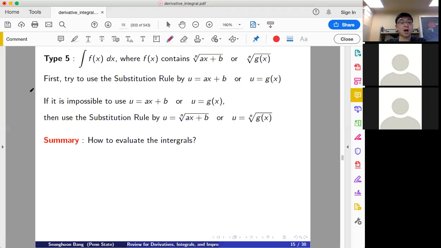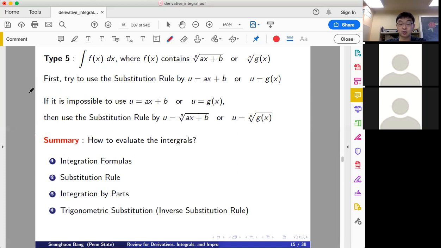Summary. So how to evaluate the integral? Integration formulas, substitution rule, integration by parts, trigonometric substitution, or partial fractions. We have 5 methods for solving integral problems in Math 141. I'm going to give examples here.